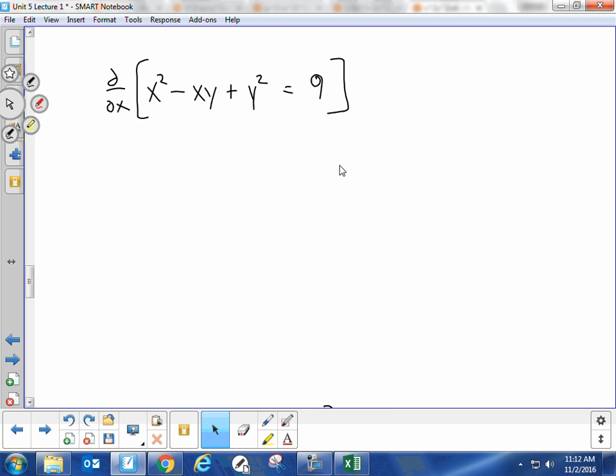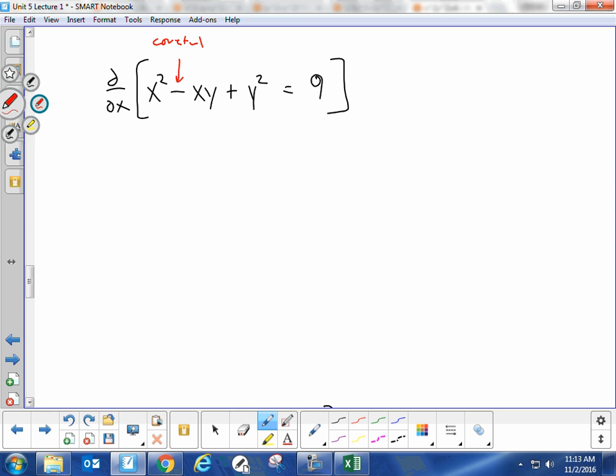Now we need to be very careful with this guy. Couple things we need to be careful about. This negative sign. Please be careful. You need to either bake that negative into the x or leave it out and put parentheses around the derivative of xy.